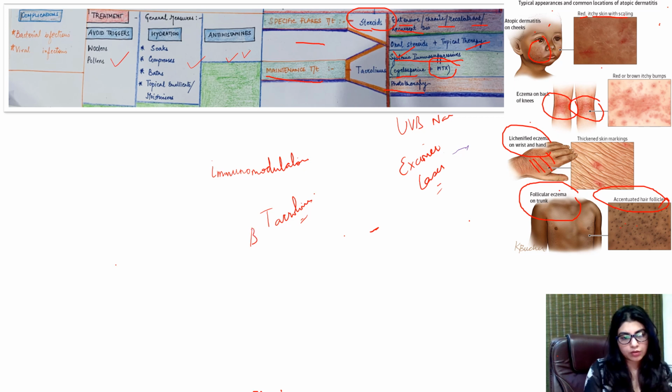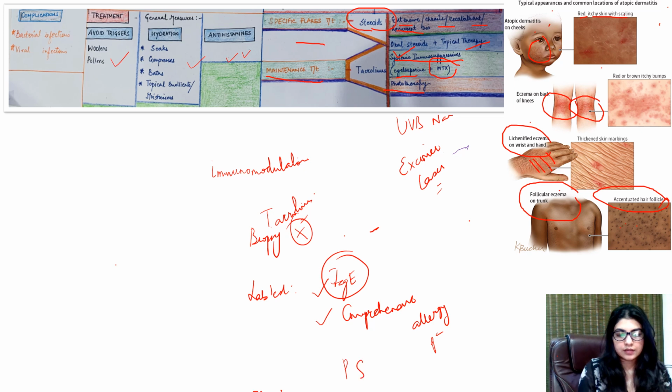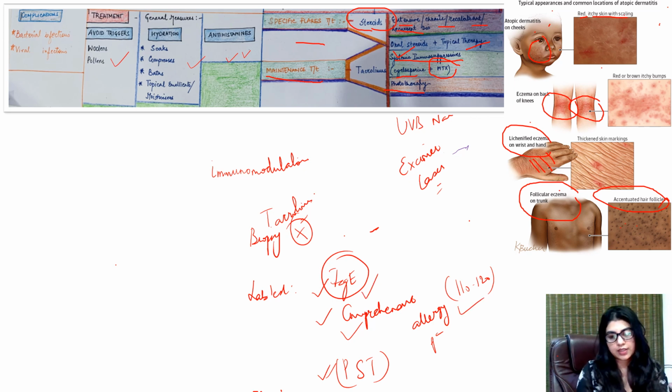Biopsy is mostly not required, but in lab tests for diagnosis, I would say IgE levels first, then comprehensive allergy panel, and patch skin testing, PST, patch skin test. Comprehensive allergy panels contain 110 or 120 allergens and the sensitivity is done by blood itself, and IgE is the whole generalized IgE levels for the allergy part. So this is how we do the atopic dermatitis workup.